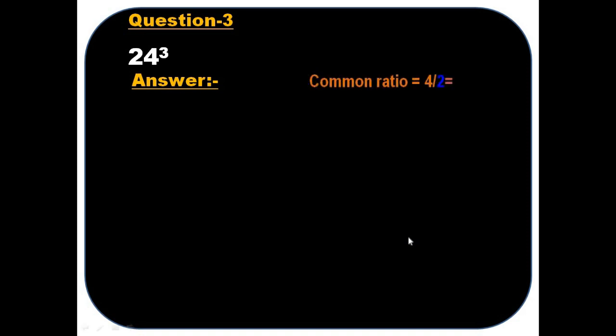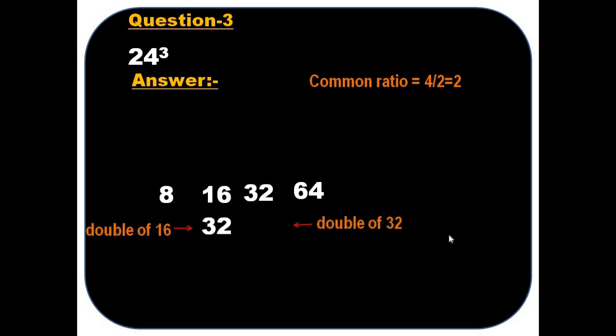Question number 3. 24 cube. Common ratio is second divided by first, that is 4 divided by 2, 2. Then the cube of 2 is nothing but 8. So we have to multiply 8 with 2 successively. That is 8 into 2. Our answer is 16. Again this 16 into 2, 32. Again 32 into 2, that is 64. Now the next stage is write the double of 16, that is 32. Write the double of 32, that is 64, just below 16 and 32 respectively.